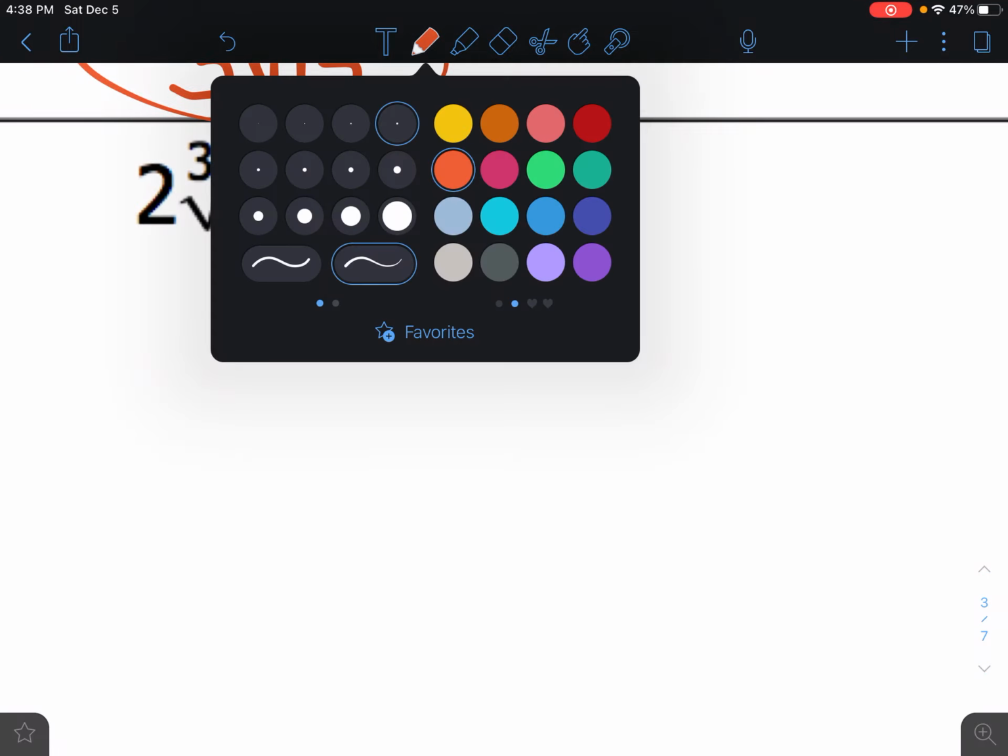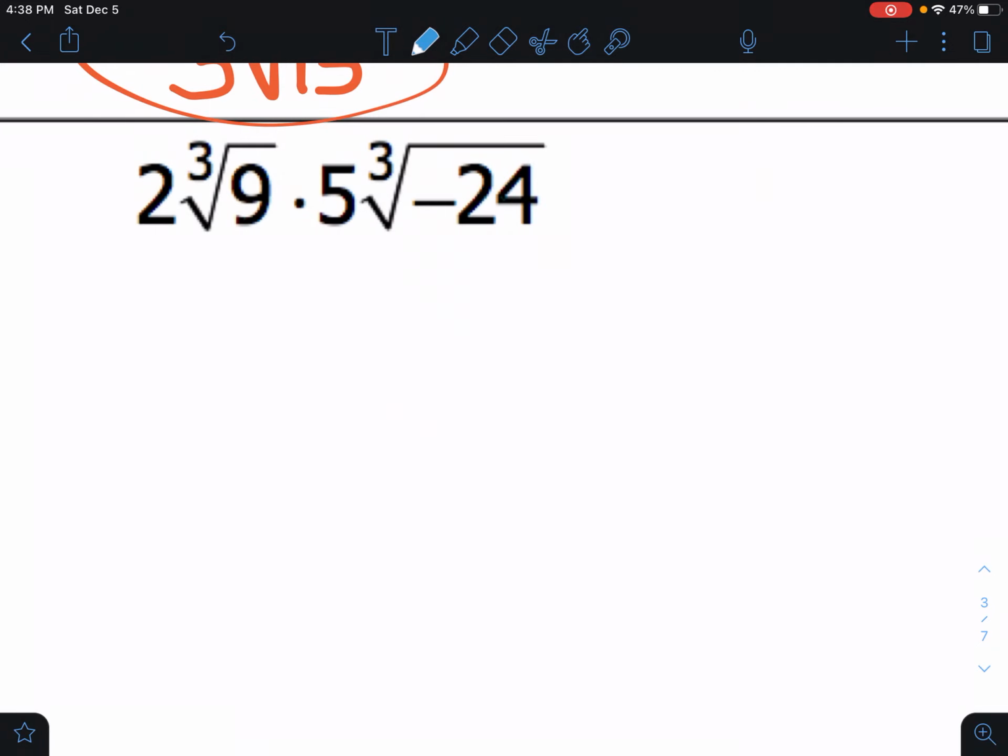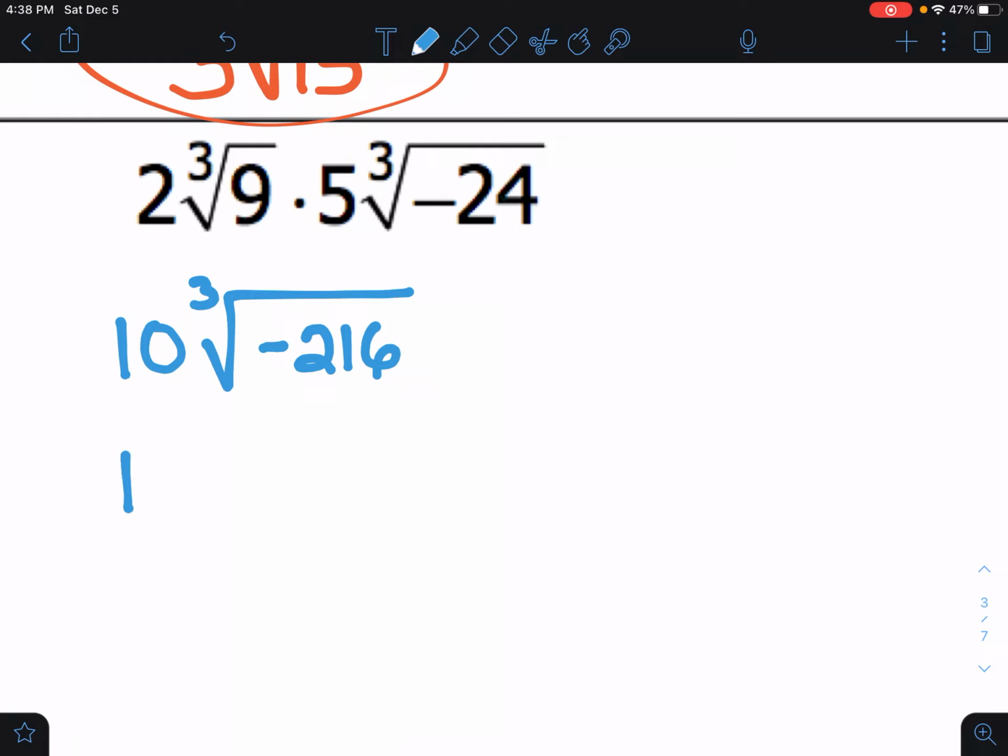So when we're doing this one, we are going to multiply the 2 and the 5 first, our coefficients. And now notice they're both cube roots, so 9 times negative 24 gives us negative 216. You're going to use your perfect cube chart, and you probably will notice that on your perfect cube chart, 216 is a perfect cube. So this actually ends up being a nice number. It's negative 216, so that would give us negative 6.